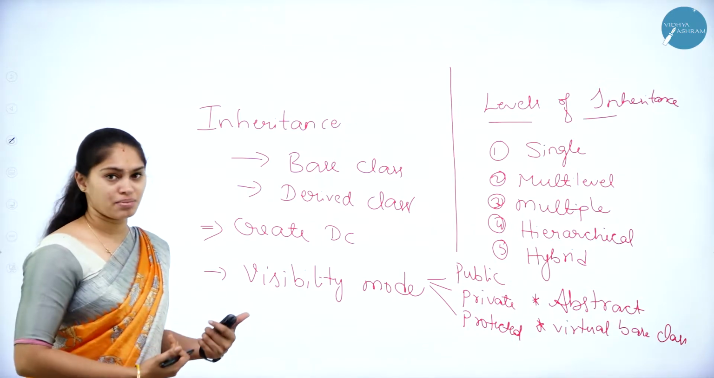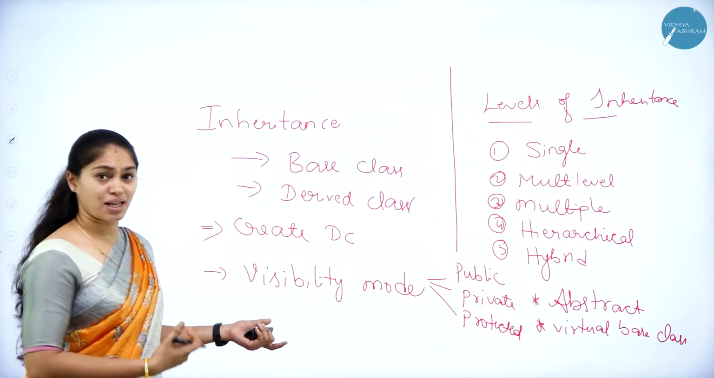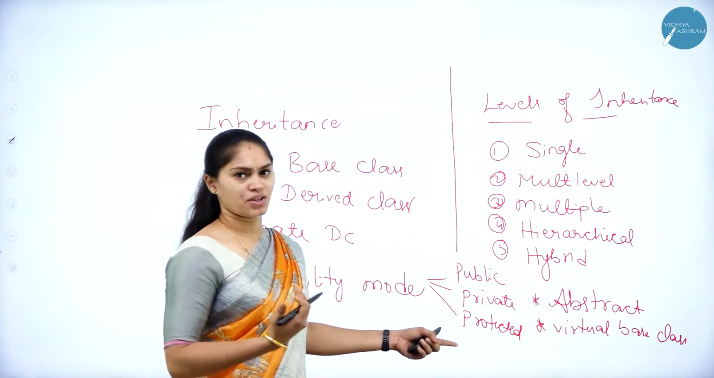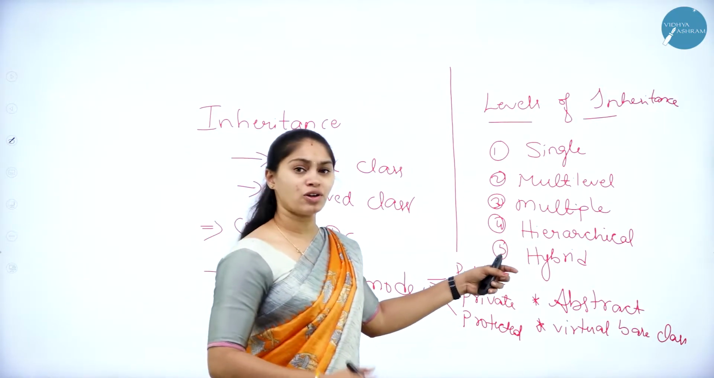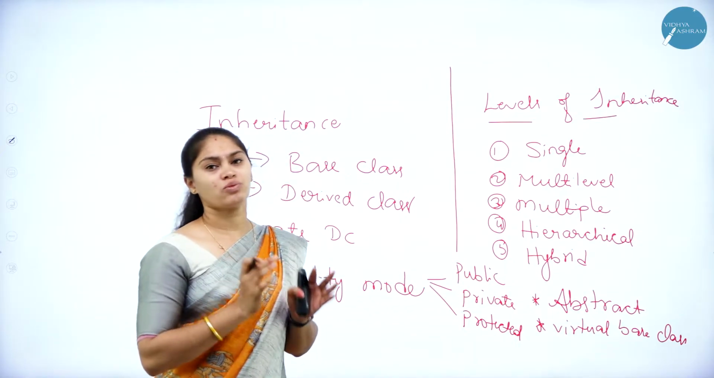Then what do you mean by visibility mode? There will be chances of asking this visibility mode for 5 marks or 3 marks also. What do you mean by visibility mode? Explain any one mode here, okay? Or else mainly these levels of inheritance. For each level you have to understand its definition and you have to write its syntax along with one example.